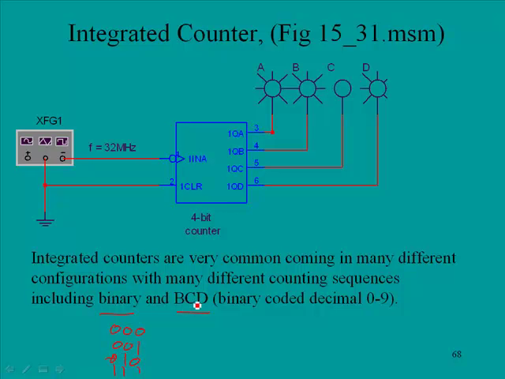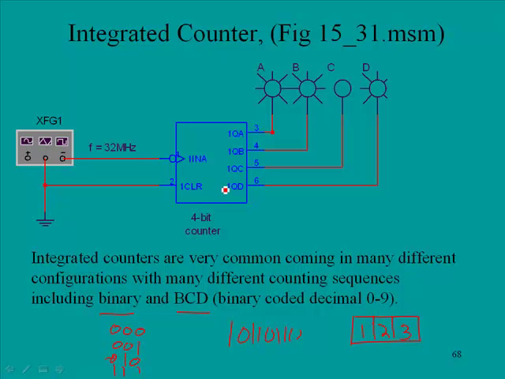But this BCD, well, this is binary coded decimal. So what this would do, it would take all your binary counting, but what it does is display it in decimal, so it is more understandable.